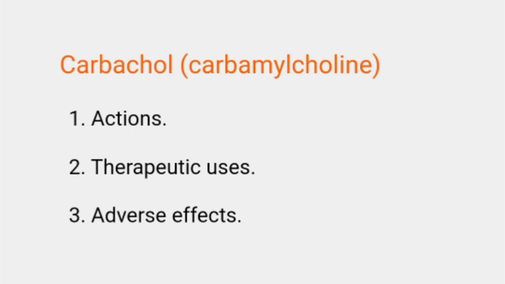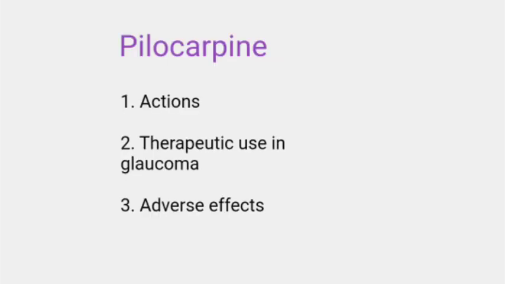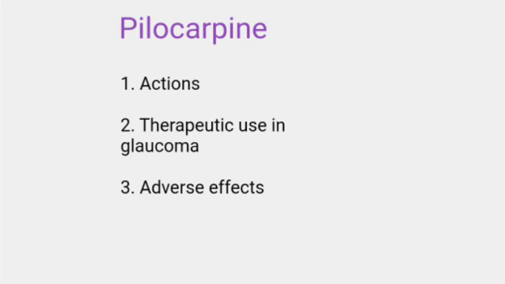Next, we have pilocarpine. The alkaloid pilocarpine is a tertiary amine and is stable to hydrolysis by acetylcholinesterase. Compared with acetylcholine and its derivatives, it is far less potent but is uncharged and will penetrate the central nervous system at therapeutic doses. Pilocarpine exhibits muscarinic activity and is used primarily in ophthalmology.